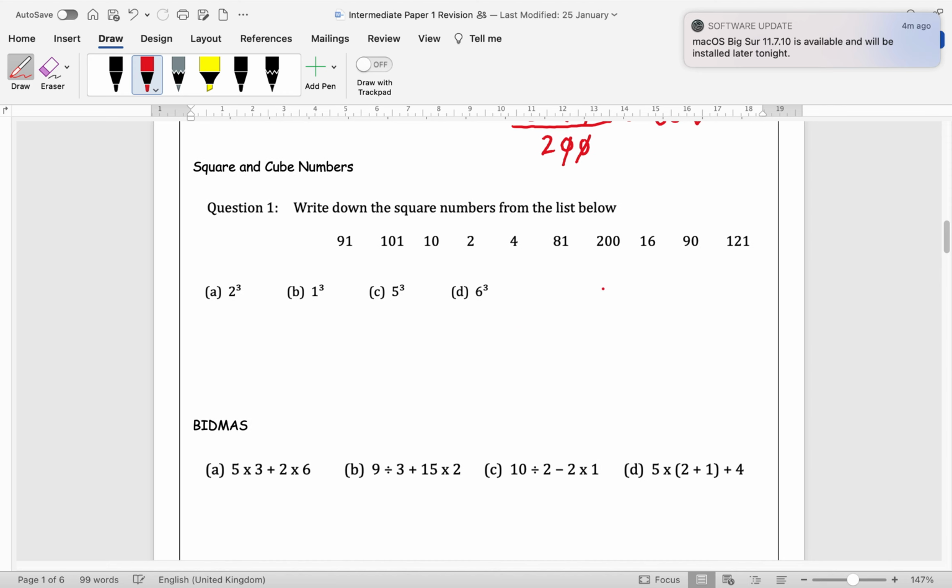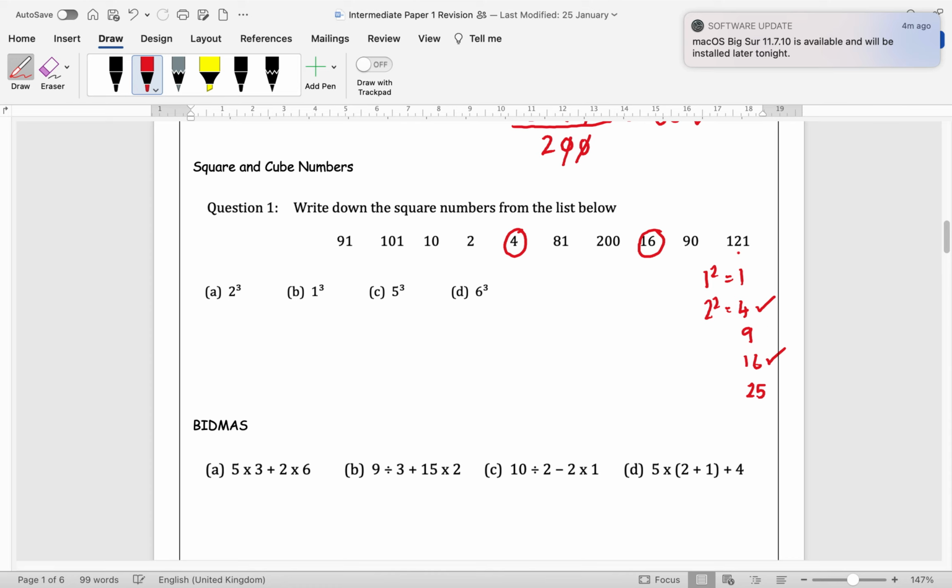Square and cube numbers. So your square numbers are 1 squared, which is 1, 2 squared, which is 4, and if we keep going, just think in your head, 3 times 3 is 9, 4 times 4 is 16, 5 times 5 is 25, and all these are square numbers. So in this list, the square numbers would be 4, because it's 2 times 2, okay, 16, because it's 4 times 4, right?